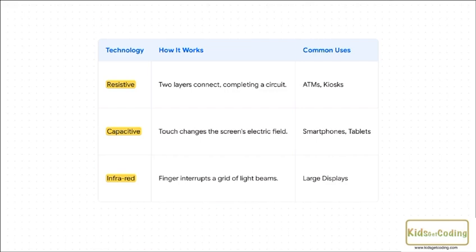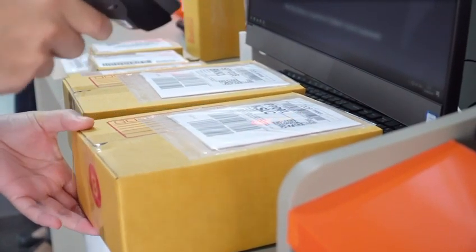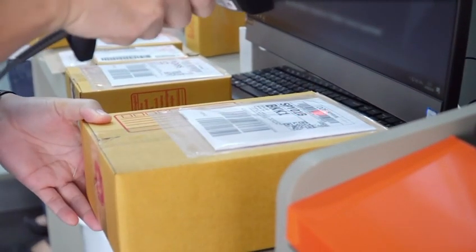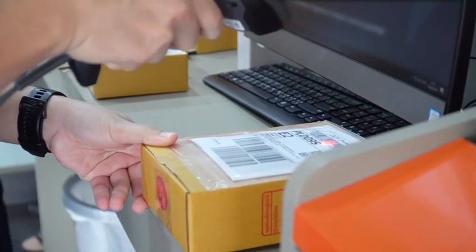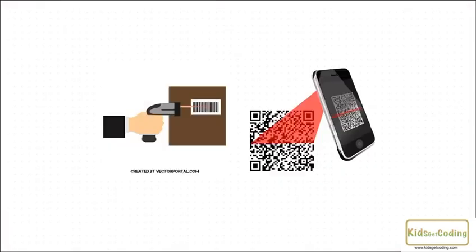All right, that brings us to our final challenge, speed. How do we get information from a physical product into our device instantly without typing anything at all? The solution involves scanning patterns that act as a gateway to digital data, and you see them every single day on everything from your groceries to concert tickets. We've all seen these, right? But they solve this information problem in very, very different ways.